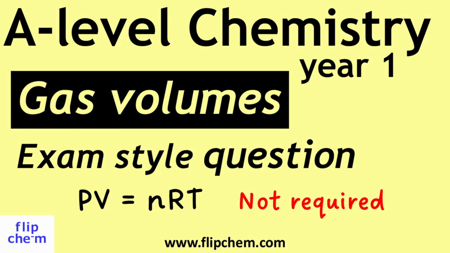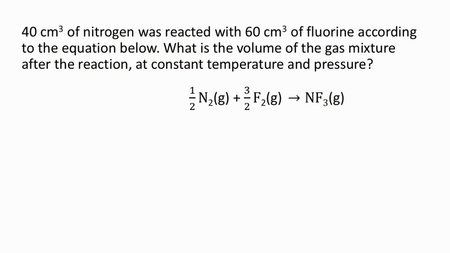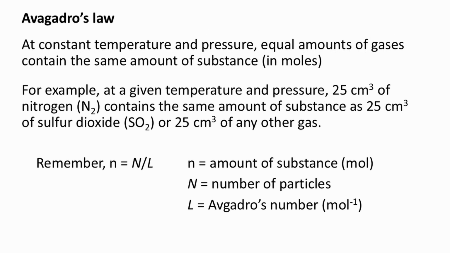Let's get started. Here's the question. 40 centimeters cubed of nitrogen was reacted with 60 centimeters cubed of fluorine according to the equation below. What is the volume of the gas mixture after the reaction at constant temperature and pressure? And we have half a mole of nitrogen reacting with 3/2 moles of fluorine to make 1 mole of nitrogen trifluoride. Before we go through the answer, let's look at some theory.